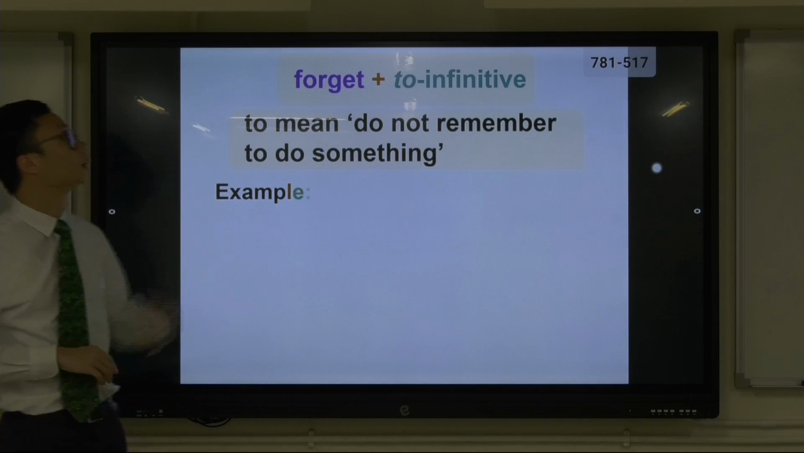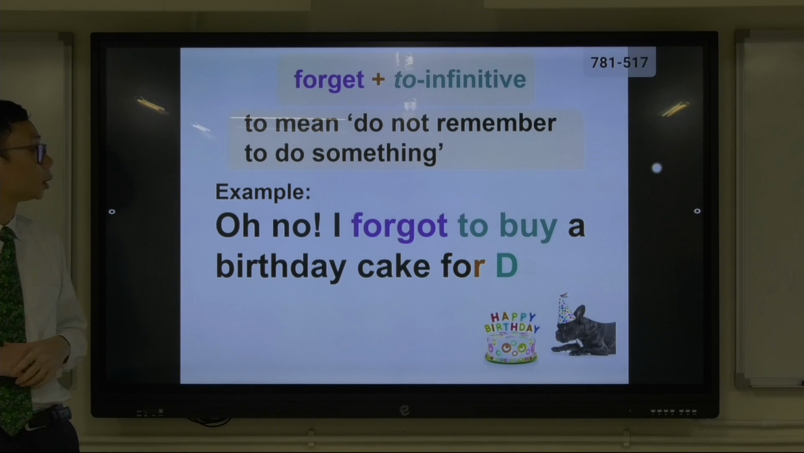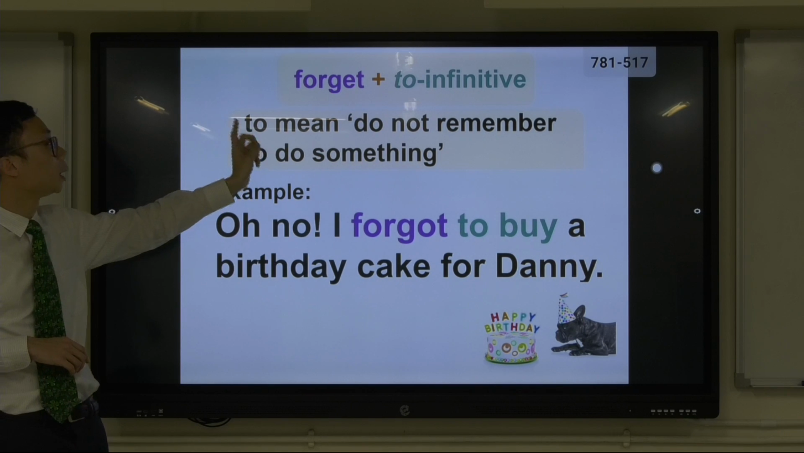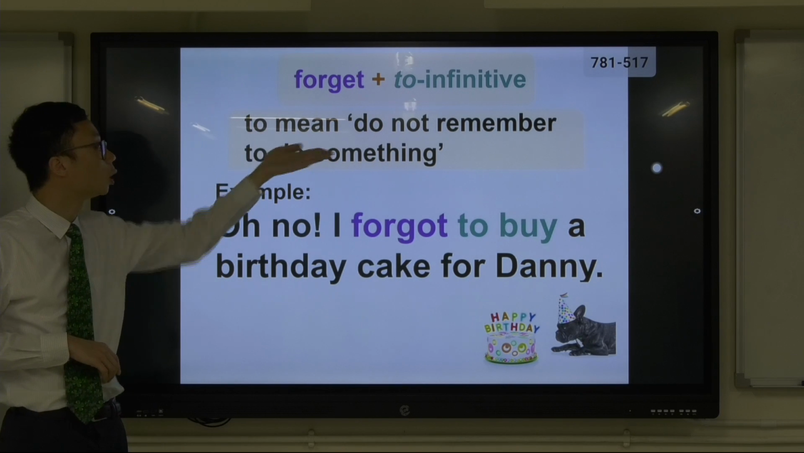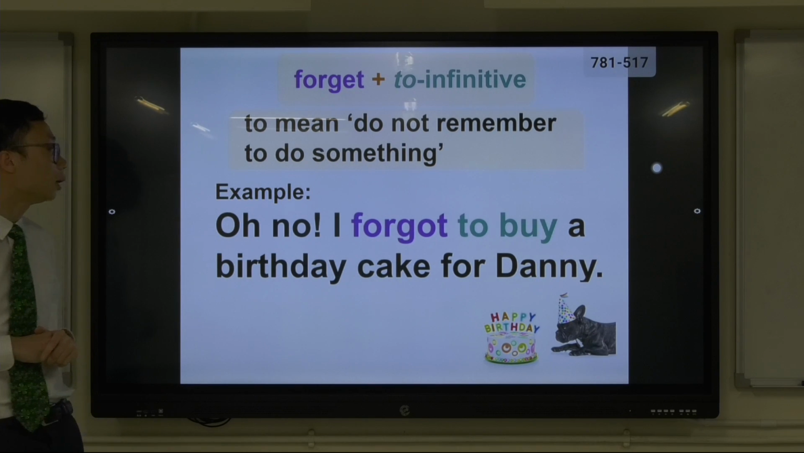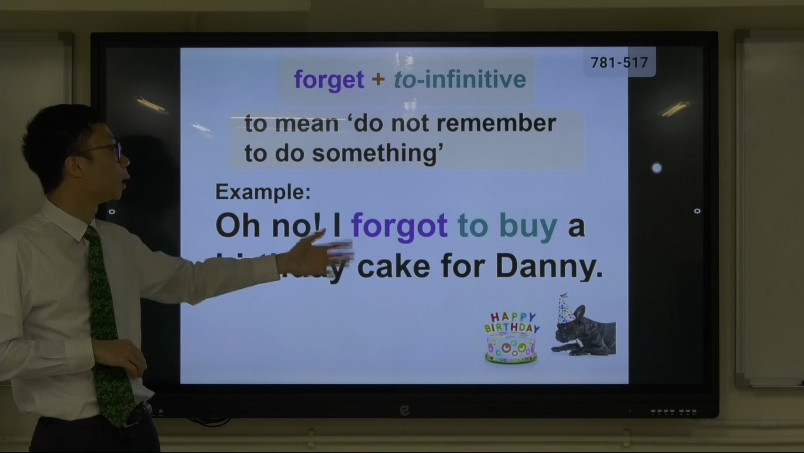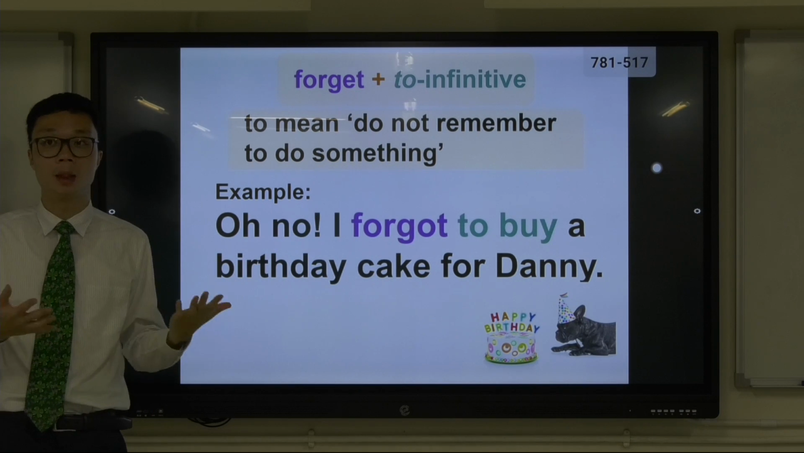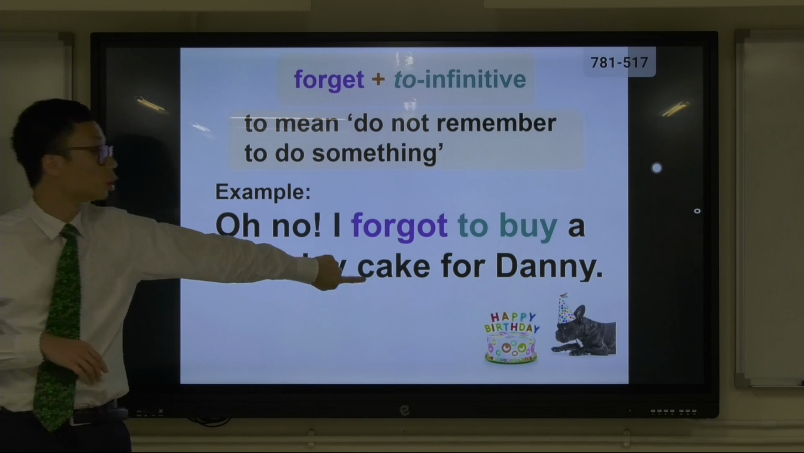How about forget? Let's first talk about the to-infinitive form. When we use forget with a to-infinitive, it means you do not remember to do something. Here's an example: Oh no, I forgot to buy a birthday cake for Danny. That means I did not remember to buy a birthday cake for Danny. That is forget with a to-infinitive.